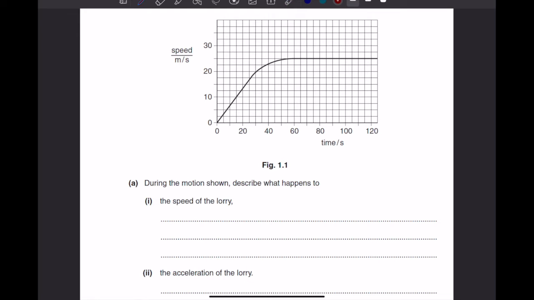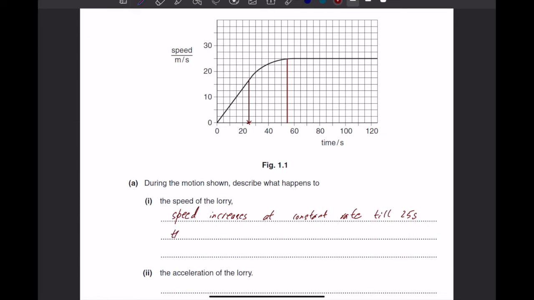So there are 3 phases. In the first phase, the speed increases at constant rate. I can sort of identify that happens till this point of time. So that should be till 25 seconds. Then I can say that afterwards, the speed increases at a decreasing rate. So that's going to happen till 55 seconds.